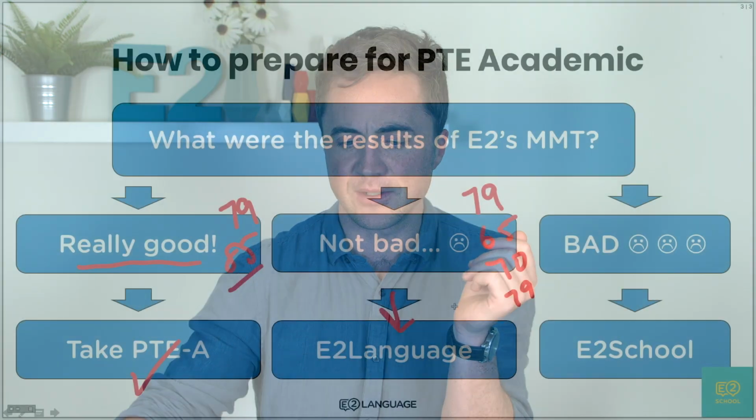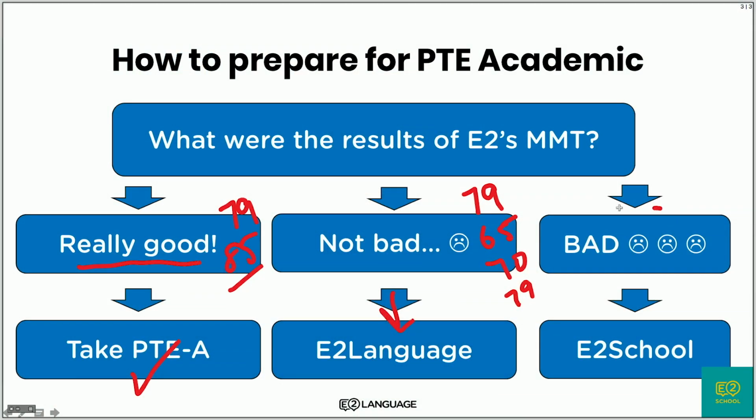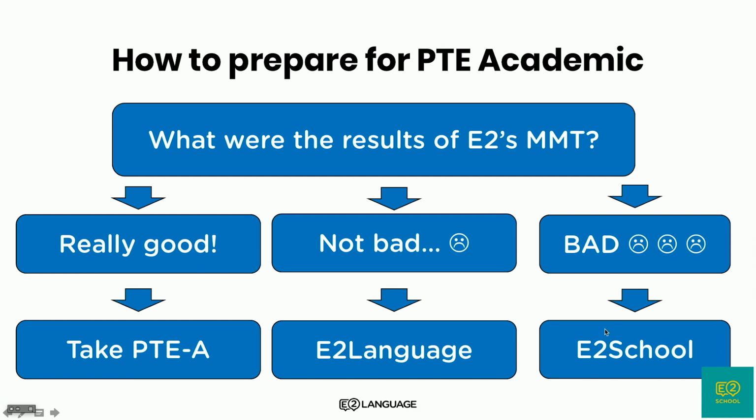So what can you do if your English isn't up to scratch? Let's say you get some bad results, like let's say you're aiming for 79, but you're getting 60s, or you're getting 50s, or something like that. We have just developed a brand new website. This is really cool, really exciting. It's called E2 School, and I'm going to talk to you about that.